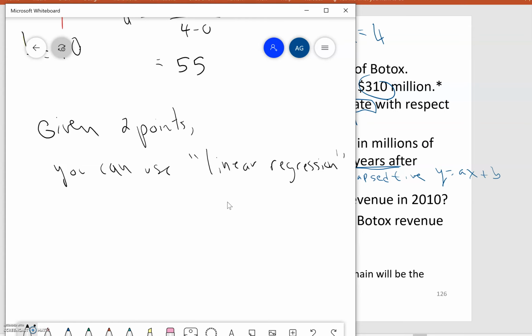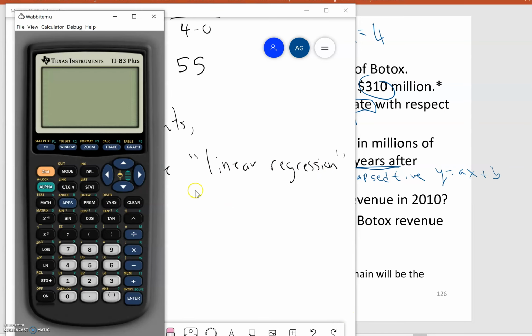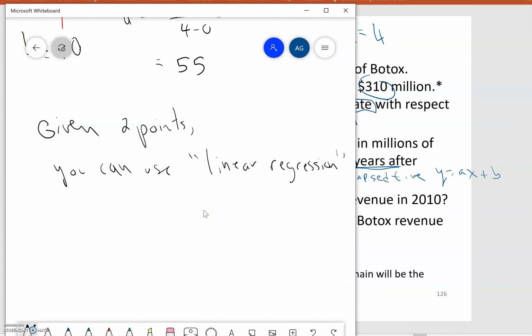That's the point right now. So I want to show you how to use linear regression for this. Even though we already have the model, I want to show you this other method. So the linear regression method works as follows. The first thing that we're going to do is enter the 2 points that we're given. So the 2 points are 0, 90, and 4, 310. All right, those are my 2 points.